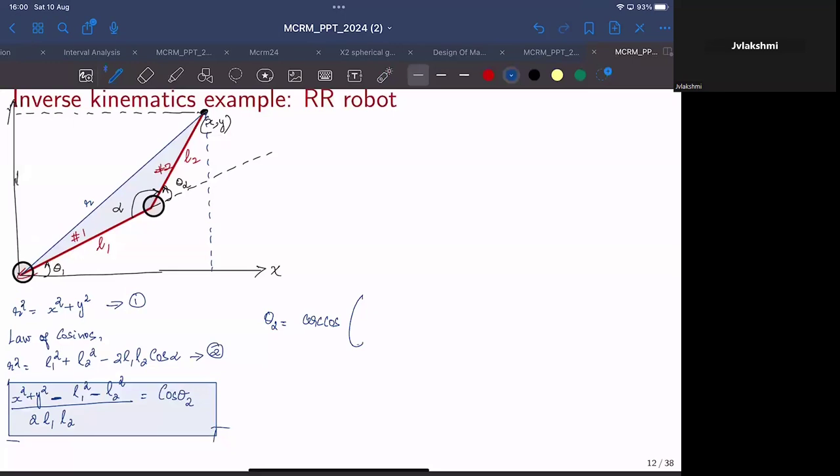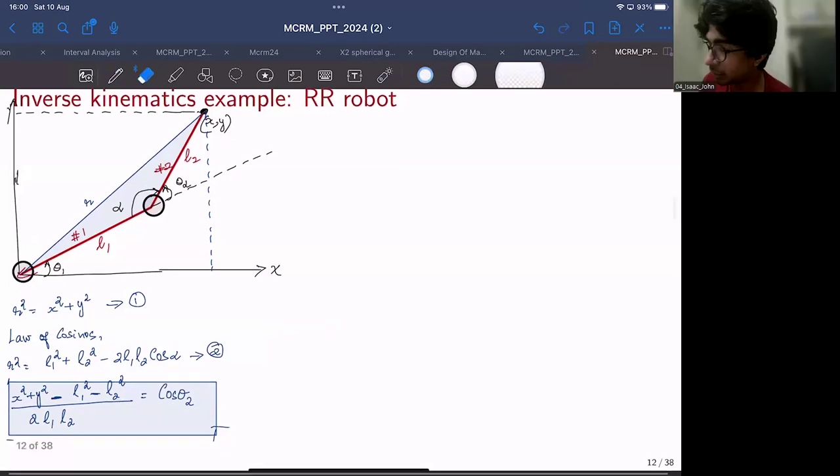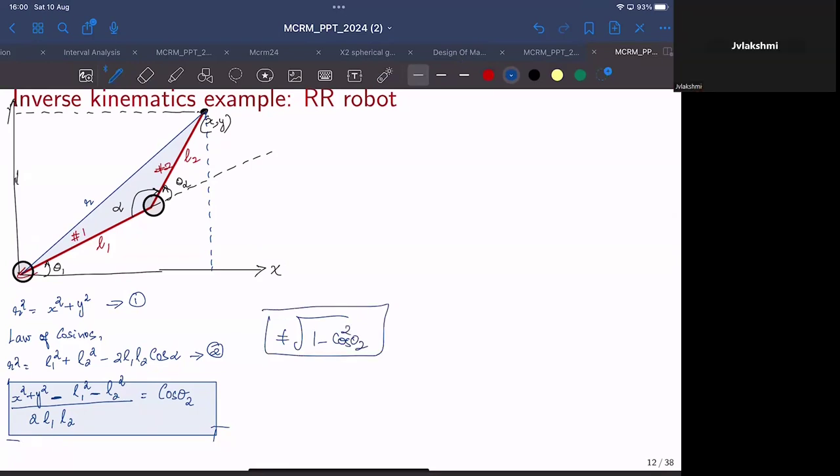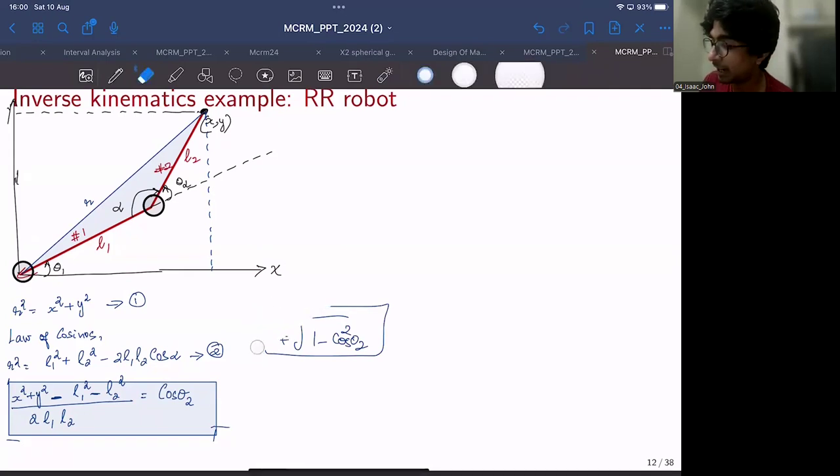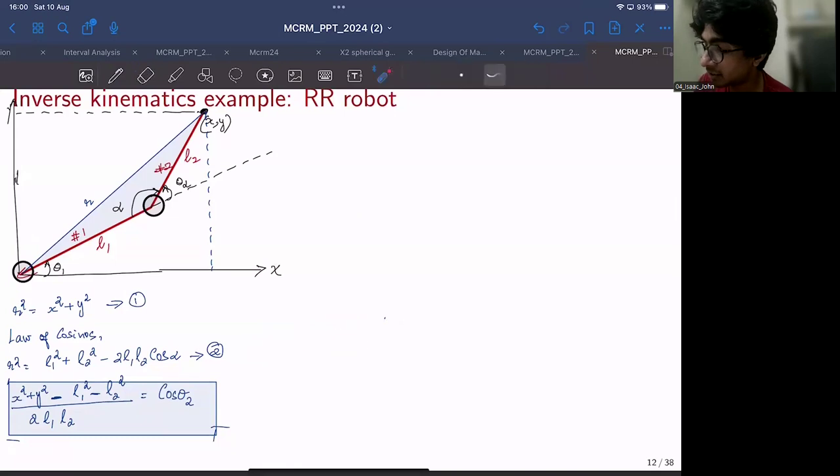Sir, excuse me, sir. What happened to sine theta 2? In the sine theta 2 derivation, it would be simply plus or minus root of 1 minus cos squared theta 2, right? So the thing is, you can have two solutions for this. One solution would be like this, and the other solution would be like this. That you can obtain from sine theta 2 being the square root of 1 minus cos theta 2, the whole square, under root. This will be plus or minus. So that is one way of looking at it.